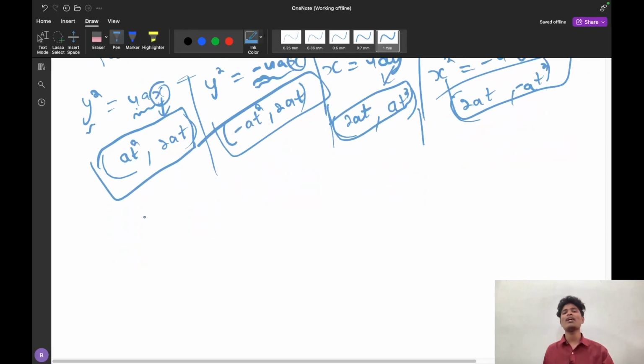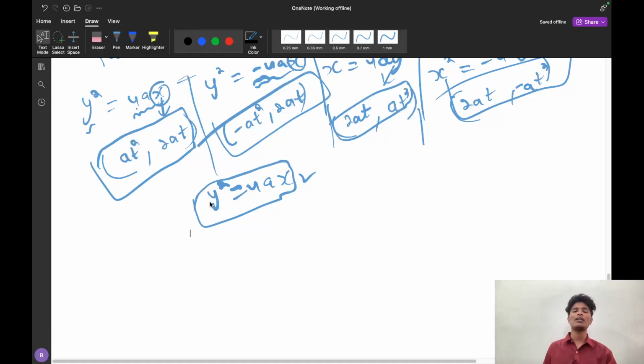Suppose in the parabola chapter, the only important equation is y square equal to 4ax. So everything we discuss depends on this equation only. But I will discuss the tangent equations and normal equations for different parabolas also, but the main focus should be y square equal to 4ax.